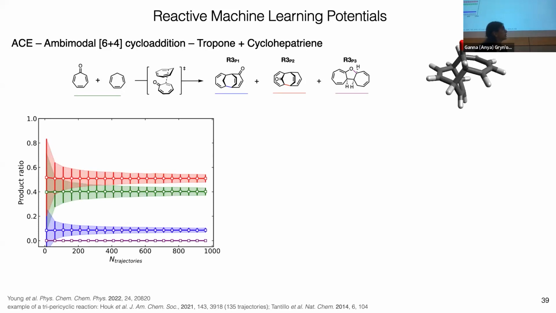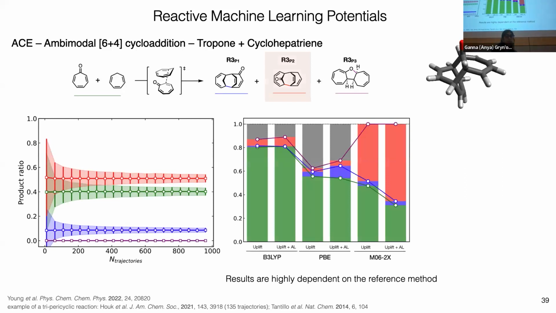And a key example here is to show that we need many configurations, many trajectories, at least 100 to obtain convergence. So in this case, we can go back to the reactant, or to the main product, and even to the secondary product that we can see for this reaction.